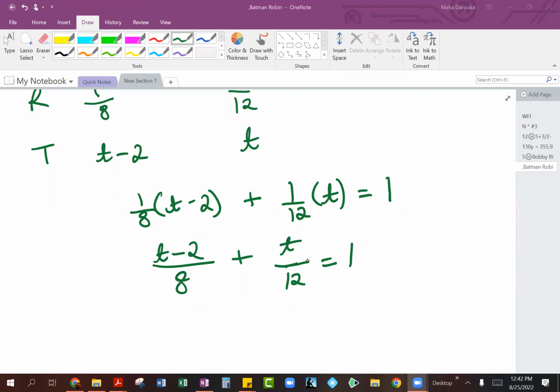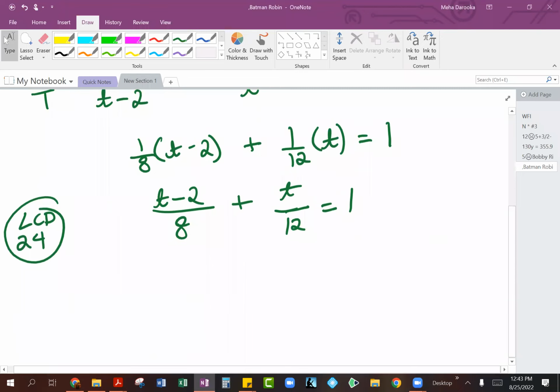Now 12 itself, 8 cannot divide into 12 evenly. So then we go, okay, what's the next one? 12 times 2, 24. And yeah, 8 goes evenly into 24. So our least common denominator will come out to be 24.